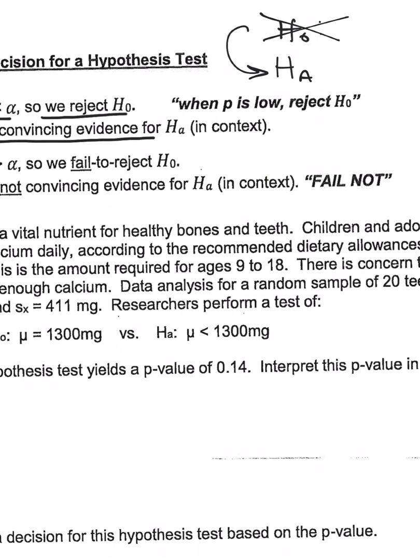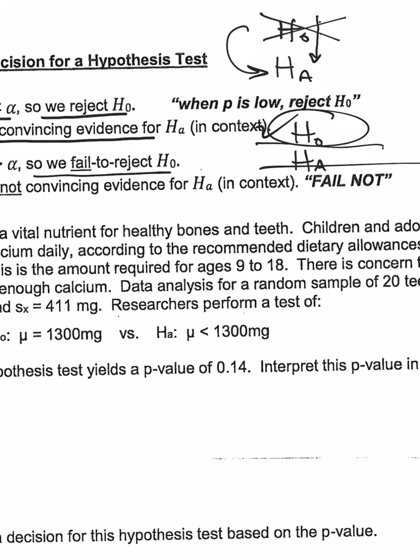If we fail to reject, notice we're going through H naught each time, aren't we? So we look at H naught first and then decide whether or not we need to go to HA. If we fail to reject H naught, are we marking out H naught? No, we're using it. So then this goes away, and we don't even consider it. You see what I'm saying? The progress of how we go through these is we consider H naught first. If we reject H naught, then we go on to HA. If we do not reject H naught, we stop there, and HA never even comes into play. Does that make sense?